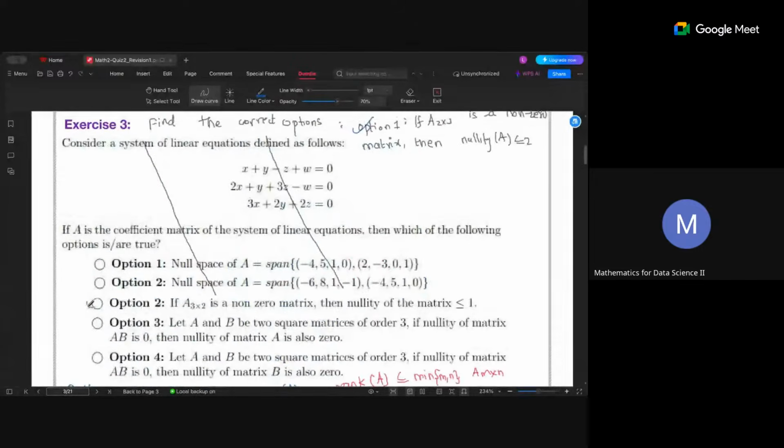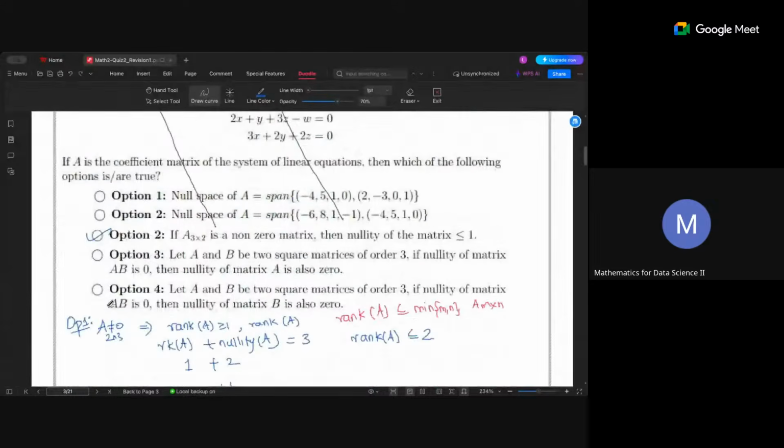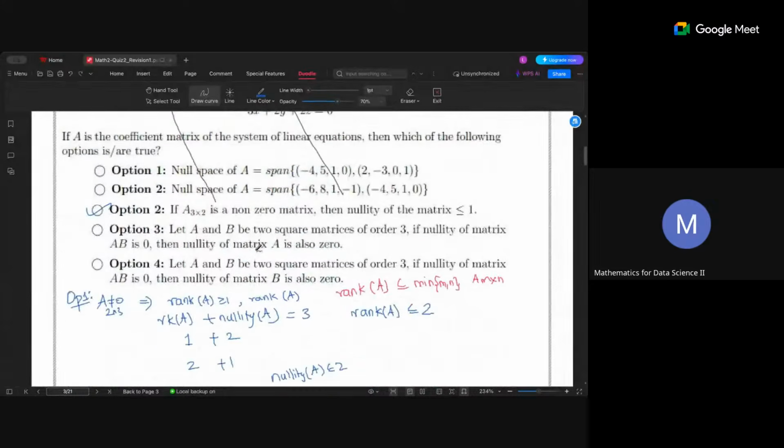Now, option 3. Let A and B be two square matrices of order 3. If the nullity of matrix AB is 0, then the nullity of the matrix A is also 0. What do you think?